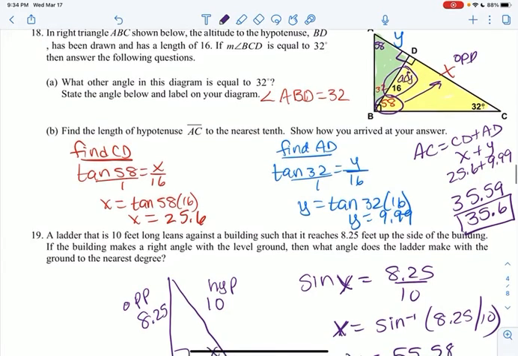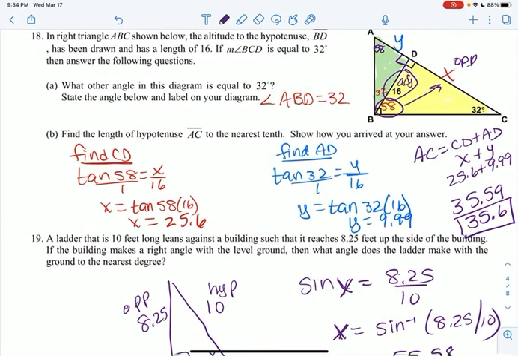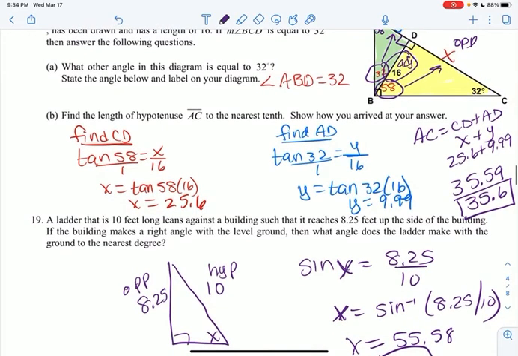And then in blue, I was trying to find AD. I called that y. And again, I used the 32. So tangent of 32 equals opposite over adjacent, y over 16. And again, I'm just cross multiplying and solving. And then all I did was take x and y, and I added them together because I was trying to find the length of AC. So that's 35.6.